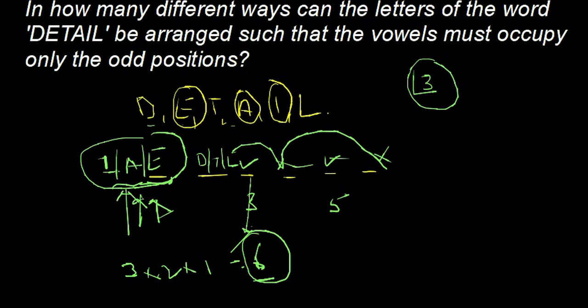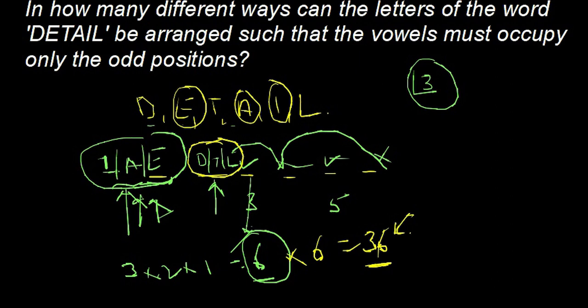Same stands with the even places, that you can put 2, 4, 6 in how many ways? Obviously 3 letters are there, so you can also put them in 6 ways. So 6 into 6 is what? 36. So your answer is going to be 36. Okay, so these are a few questions of words, how to arrange words in them.